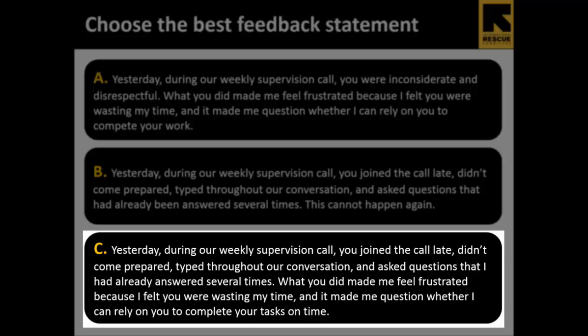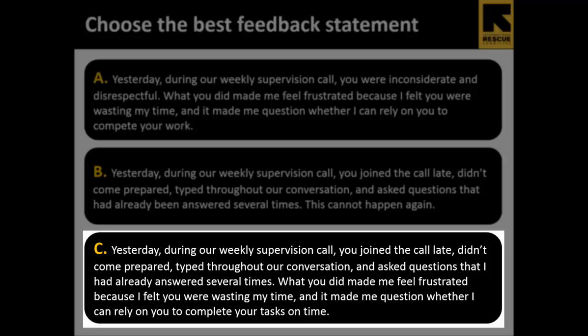The situation is yesterday, during our weekly supervision call. The behaviors are: you joined the call late, didn't come prepared, typed throughout our conversation, and asked questions that I had already answered several times. There are 4 specific behaviors, and they're all described using objective, non-judgmental language.